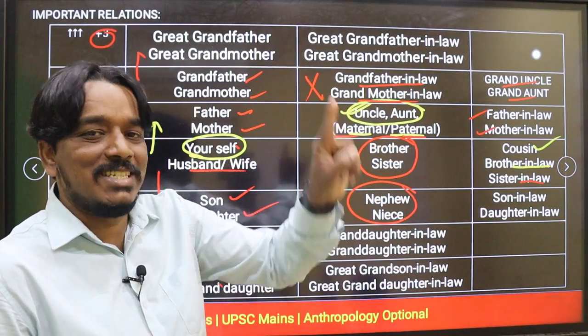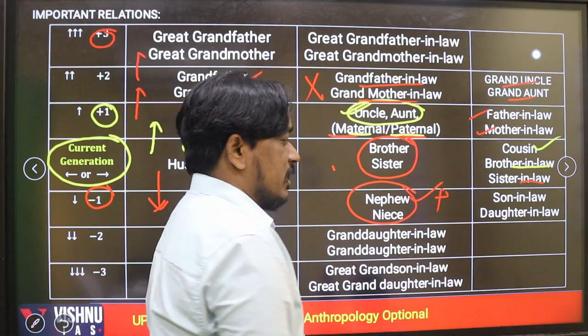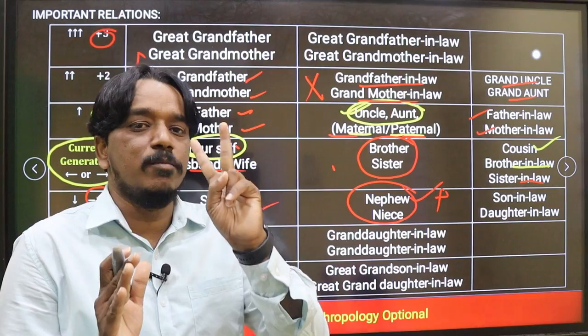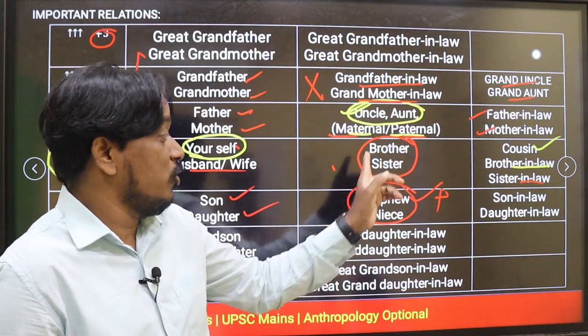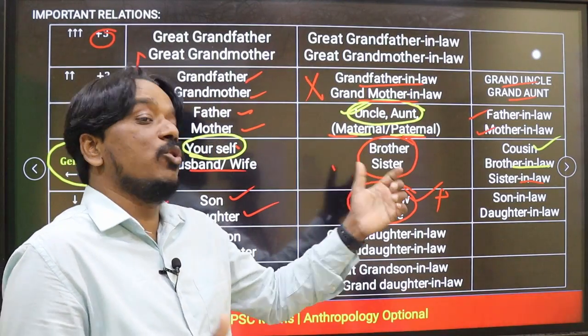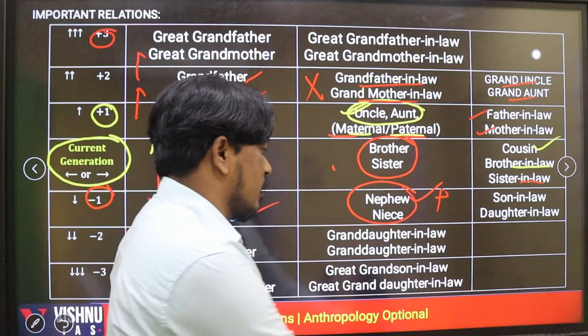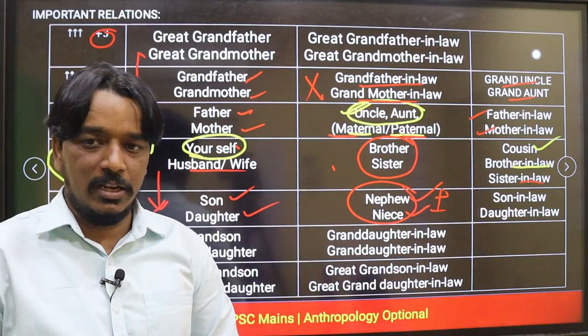your brother's or your sister's son we can call a nephew. Nephew means a male person. Your brother's son or your sister's son, both are nephews. Similarly, your brother's daughter and your sister's daughter, both are nieces. It's a female child. I think these two points are clear.